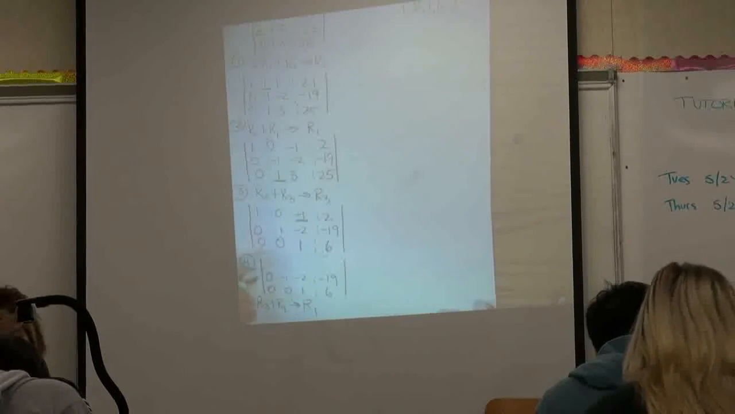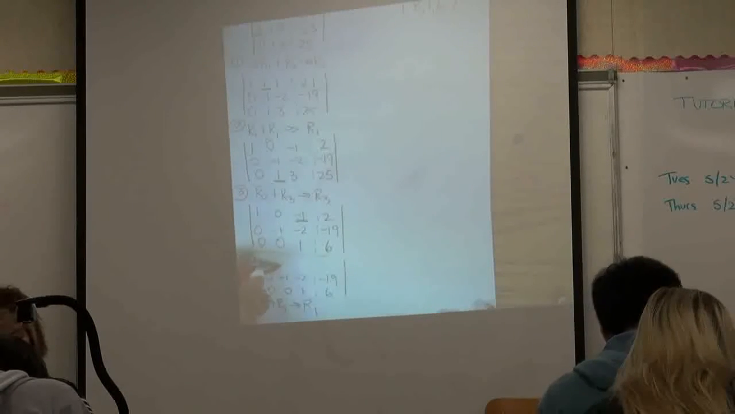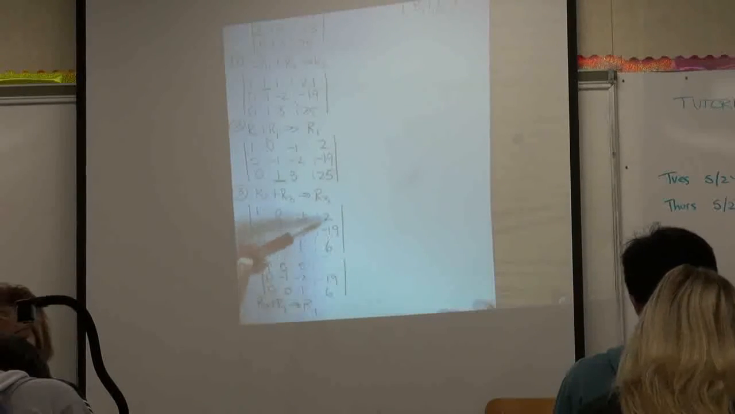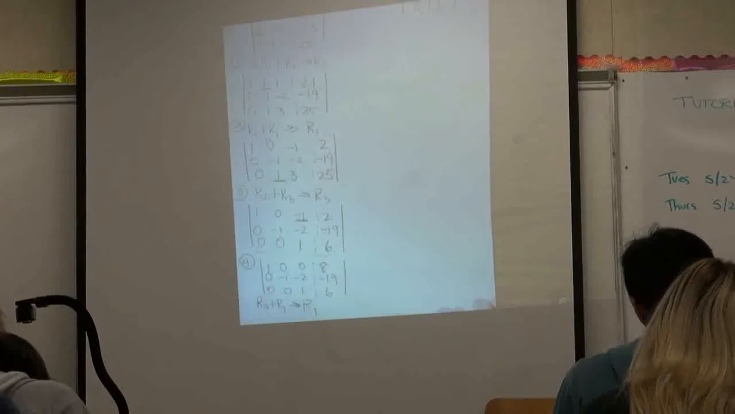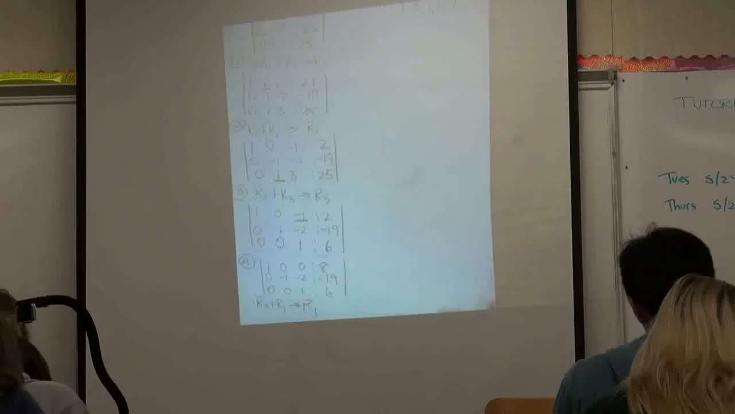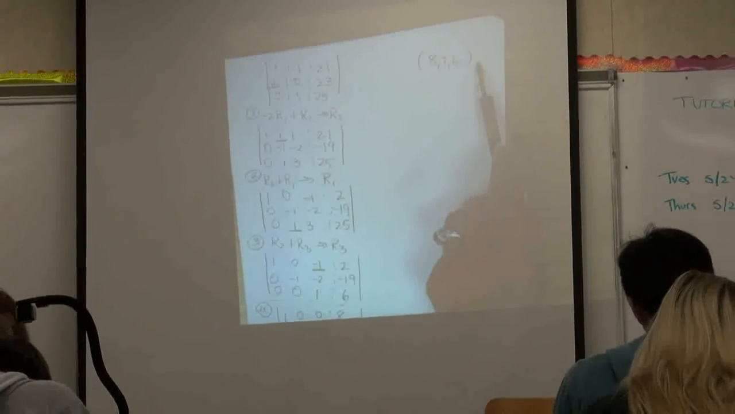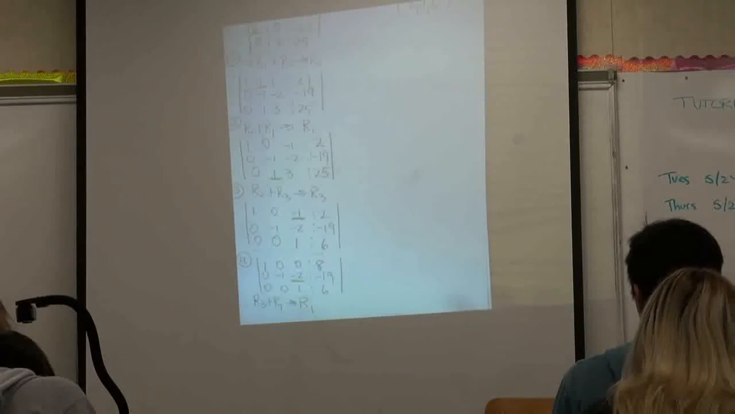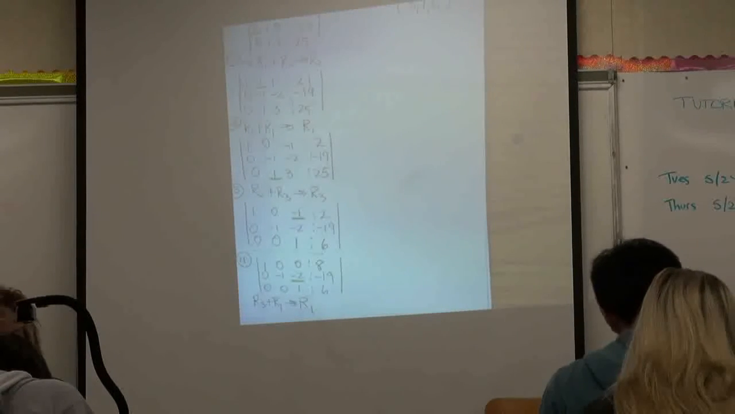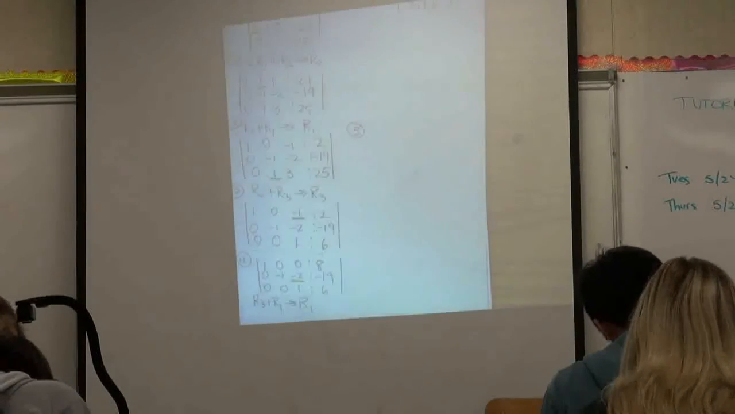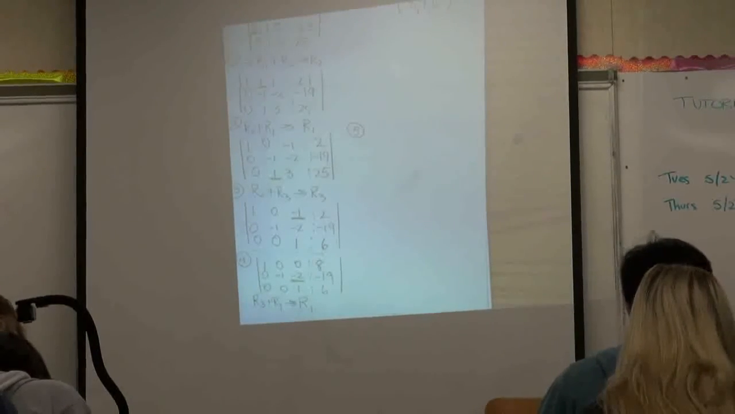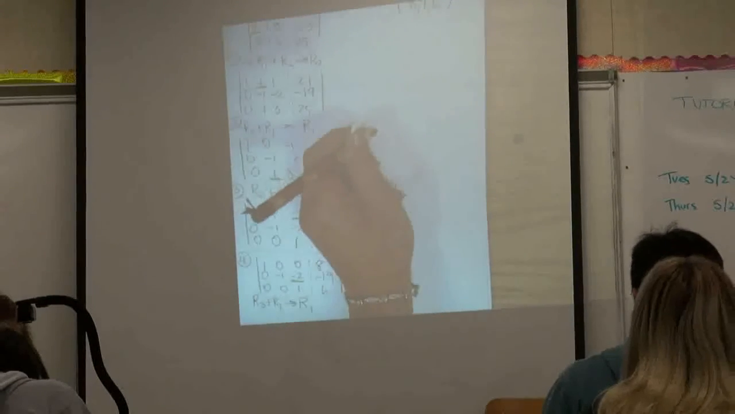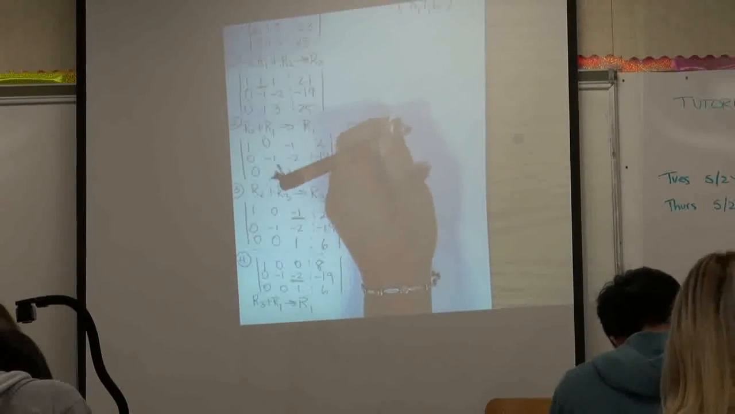So 0 plus 1 is 1, 0 plus 0 is 0, 1 plus -1 is 0, and 6 plus 2 is 8. Had you checked it, you would have said, oh, good, I got 8. Now, you would want to change that -2 right there into a 0, and you would use row 3, and what would you do? 2 times row 3 plus row 2 in for row 2.